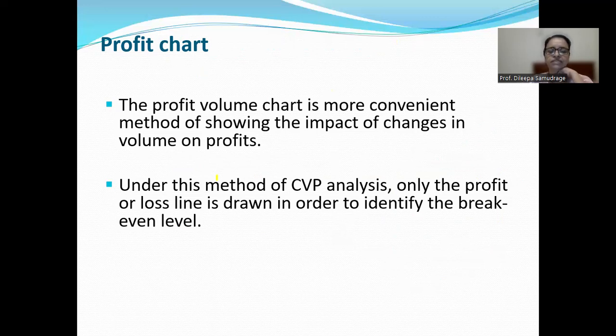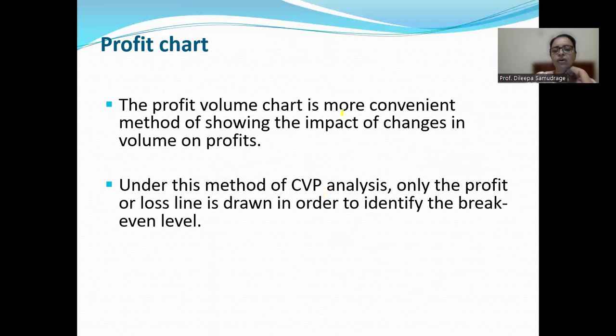So in a profit chart, you draw only one line. That is the profit or loss line. So you don't draw the revenue line, cost line, fixed cost line, variable cost line. You don't draw any of those lines. You draw only the profit or loss line.